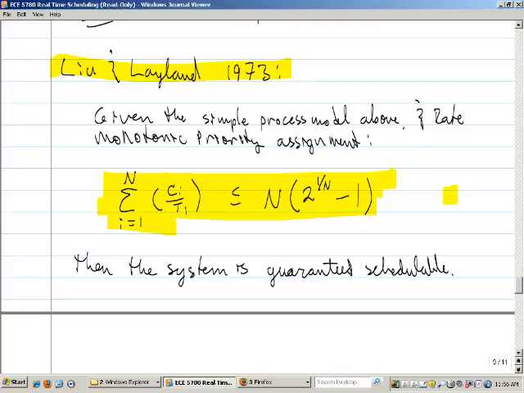So Liu and Layland have given a simple equation wherein we find the total utilization, and the equation states that if you have a set of n processes, then the total utilization, if it is less than or equal to n times (2 to the power 1/n minus 1), if you satisfy this equation, then it's guaranteed that the system is schedulable. Now, what does this equation tell? If it is satisfied, they are guaranteed to be schedulable. But what if it is not satisfied?